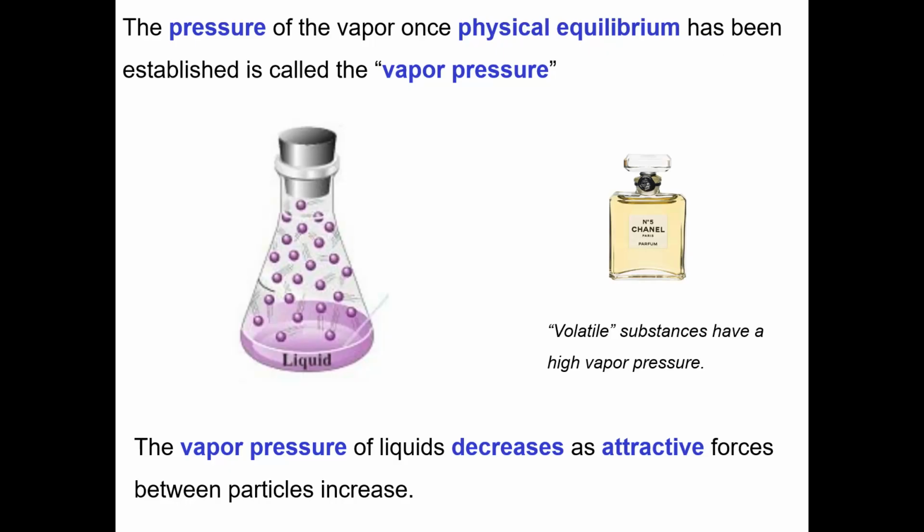How we determine the vapor pressure of a liquid is we take our liquid and we put it into a sealed container and we wait for the physical equilibrium between the liquid and the vapor to occur. And you can tell when you've got to this point because the level of the liquid will stop changing. The pressure that we measure above here at that point in time is called the vapor pressure.